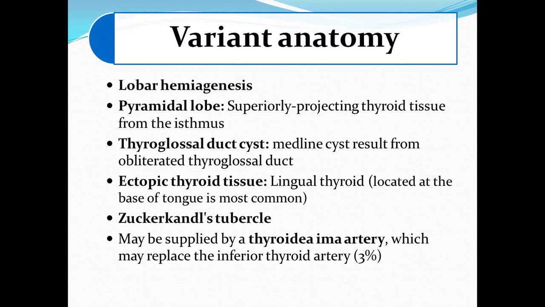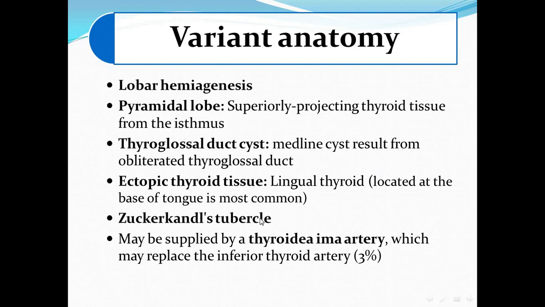Thyroglossal duct cyst, this is a midline cyst, and this is the most common neck mass in young population. It results from obliteration of the thyroglossal duct. So it can occur at any position of the long course of the thyroglossal duct. The ectopic thyroid tissue, when the thyroid gland did not migrate to its normal position, so it can be found elsewhere. The most common location is within the base of the tongue. Therefore, it's called the lingual thyroid.